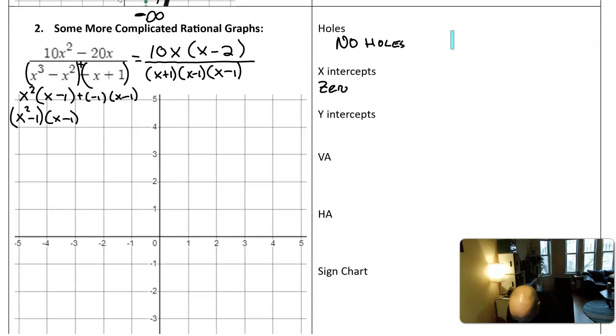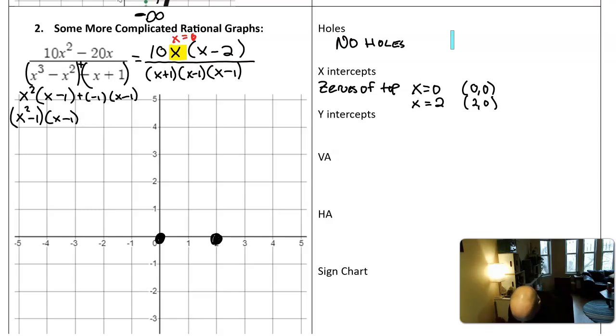X-intercepts, those are the zeros of the top. So what makes the top 0? X equals 0 and X equals 2. A lot of people forget that this factor is a 0 when X equals 0. So don't forget about that one. Just an easy thing to mix up. So we're going to have intercepts at 0, 0 and 2, 0 if we write them as coordinate points. Let's go ahead and start putting those on the graph. 0, 0 and 2, 0.